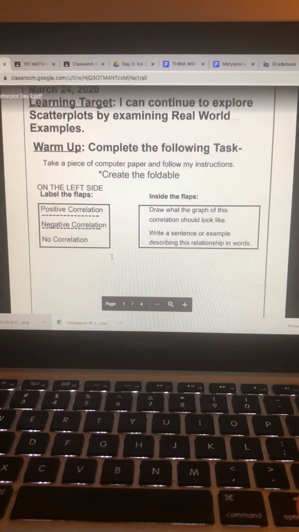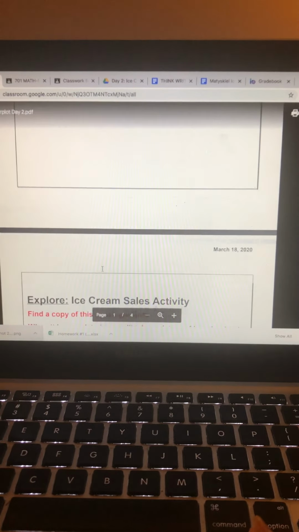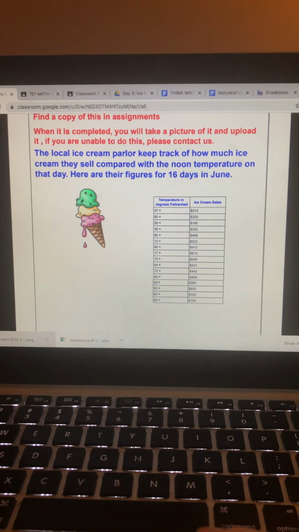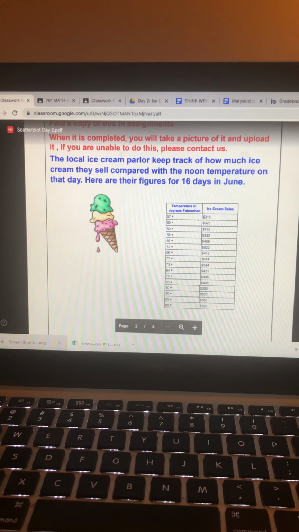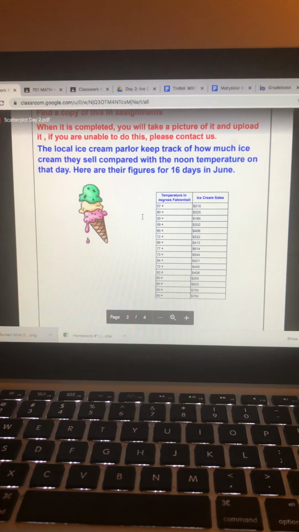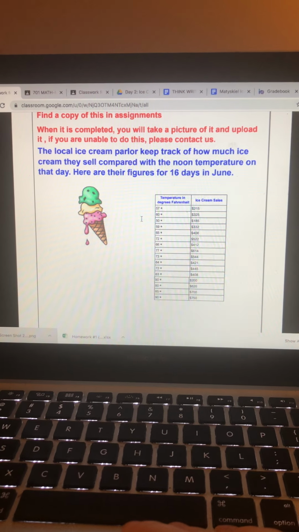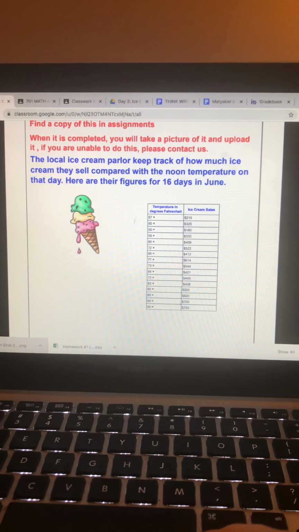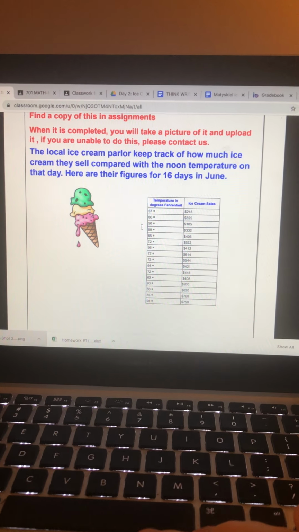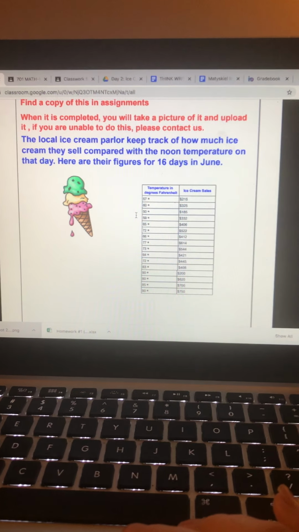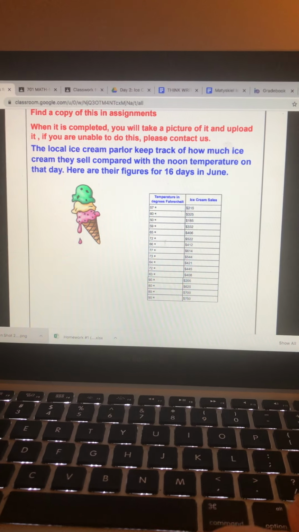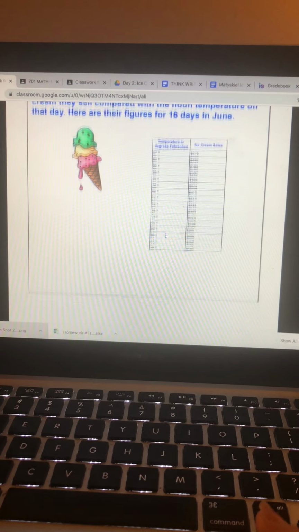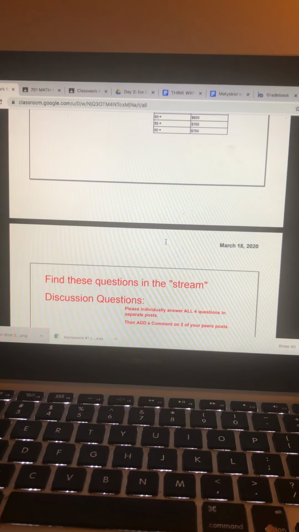So we did the warm-up. I showed you how to do the foldable. I went through the ice cream activity for you, and then I showed you where that is in the assignments. So again, if you have a printer, it might be easy just to print it. If not, maybe try Desmos.com. If that doesn't work, use your own graph paper, sketch your own graph, whatever works so that you can complete this and upload it to the assignment so that we can give you a grade for this particular activity, okay?